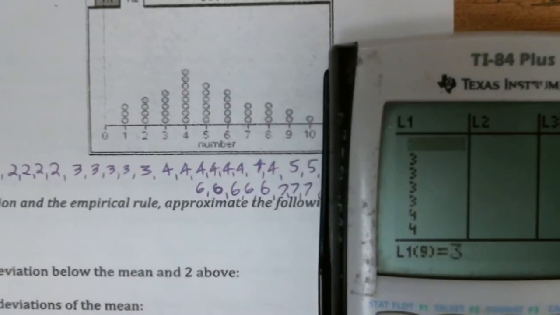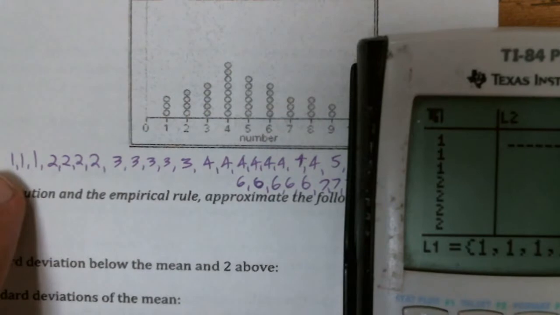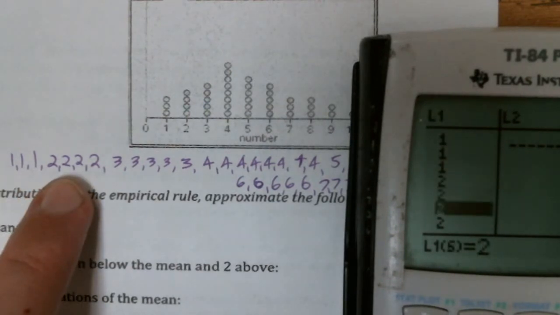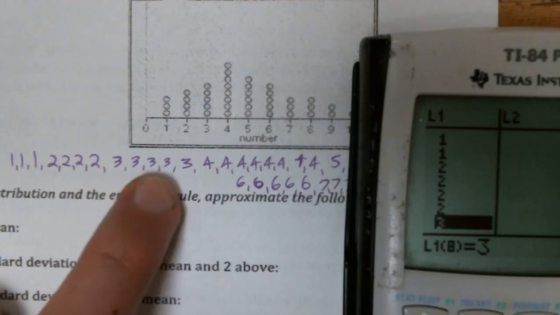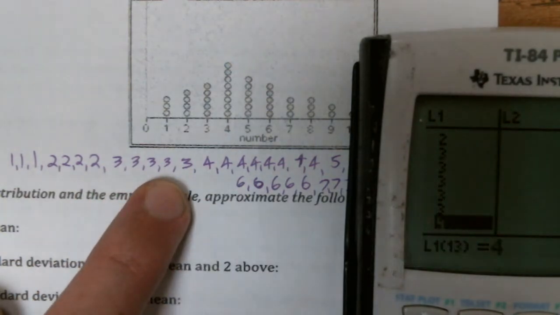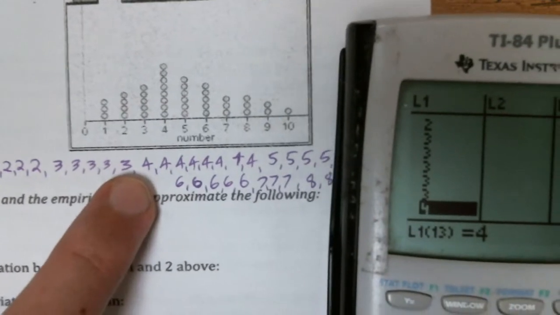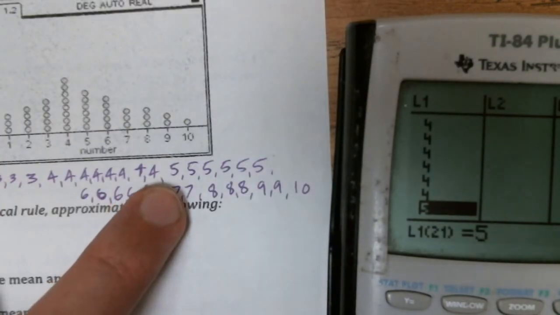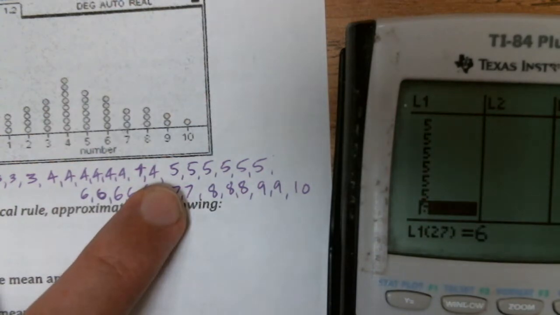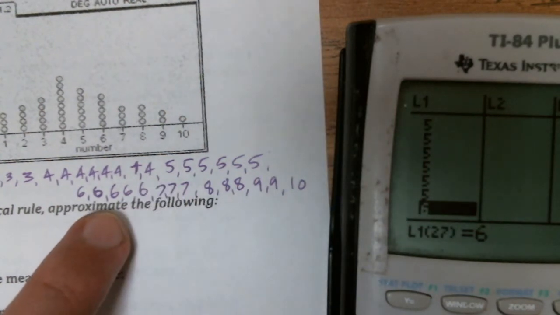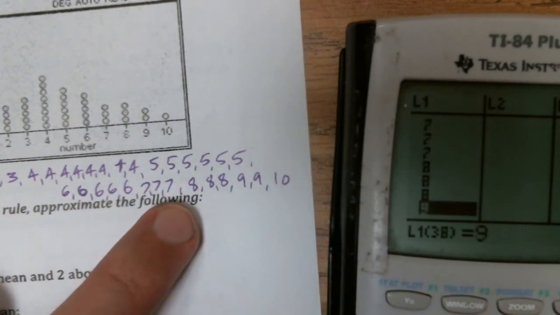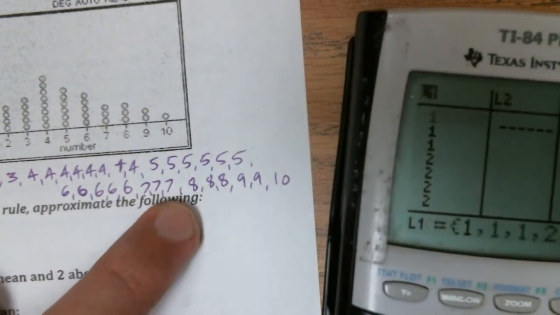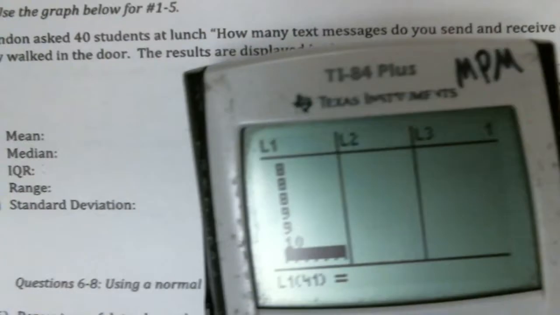It's just a good practice, a good habit to get into. Okay, so 1s, I had 3. 2s, I had 4. 3s, I had 5 of those. 4s, I had 8 of those. The 5s, I had 6 of those. 6s, I had 5 of those. 7s, I had 3 of those. 3 8s, 2 9s, and a 10. Okay, so I've done this correctly. All right, so now I'm ready to go and calculate some stuff.